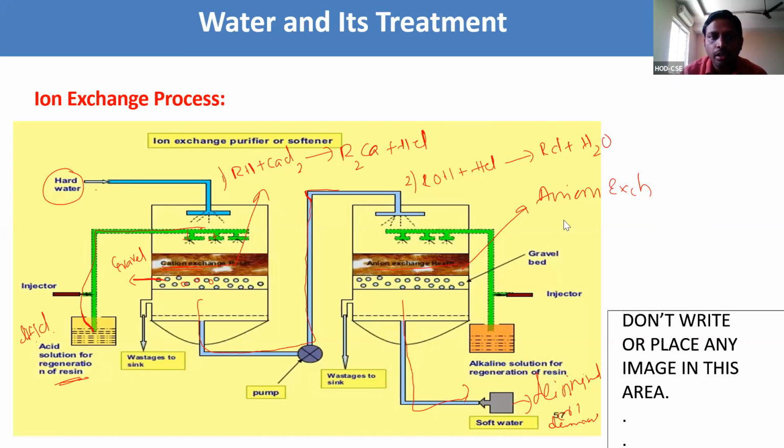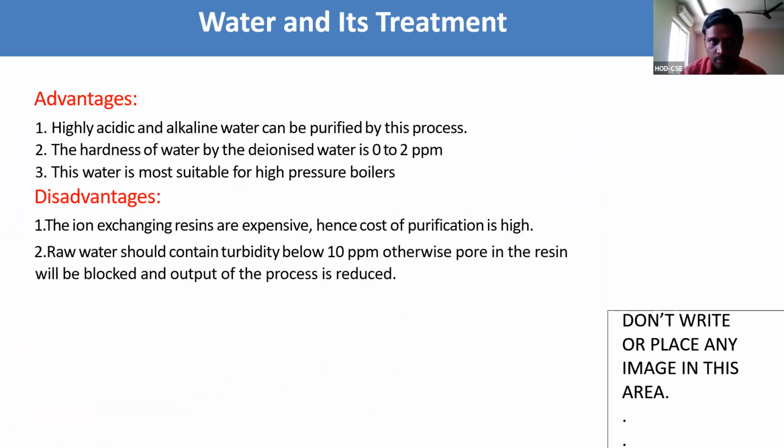Here it is given as wastage to the sink. Whatever wastage is produced passes through this pipe. This is the ion exchange process, with cation exchange resin and anion exchange resin. What are the advantages and disadvantages of this process?